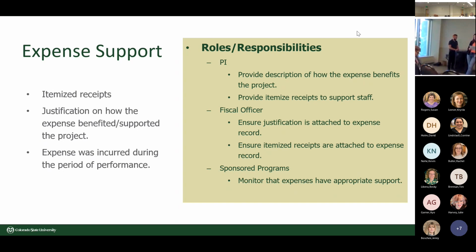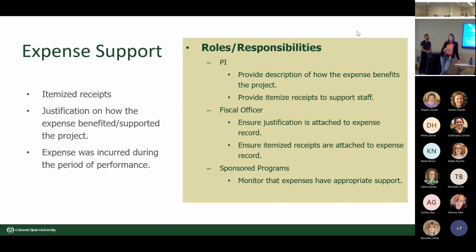Expense supports. Itemized receipts. We just discussed that. That's becoming a challenge. Justification on how it benefits the project. Again, it's best to answer it at this exact moment because none of us are going to remember. Honestly, I forget what I had for breakfast yesterday, so I probably won't remember tomorrow what it was for. Definitely not going to remember 5 years later when the auditors come. And then the expenses were incurred during the period of performance, more specifically during the budget period, the obligation period.